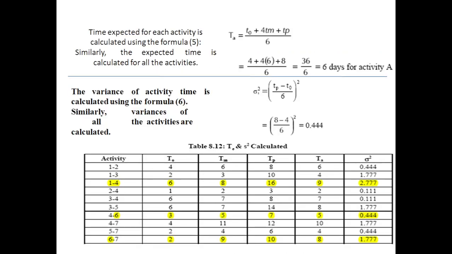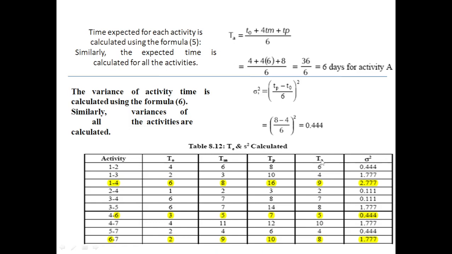So here we should find out the expected time, T naught plus 4Tm plus Tp by 6. As they are mentioning the activities directly, we post here T naught, Tm, Tp. The values of this table are already there, so we post the values directly here as they are. Next we should find out the TE, that means average mean or expected time; there is no difference between average mean and expected time. So how to find out the TE value?